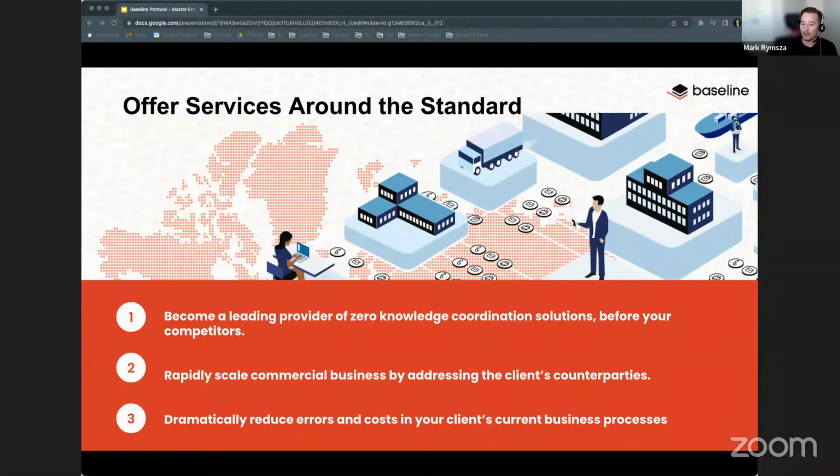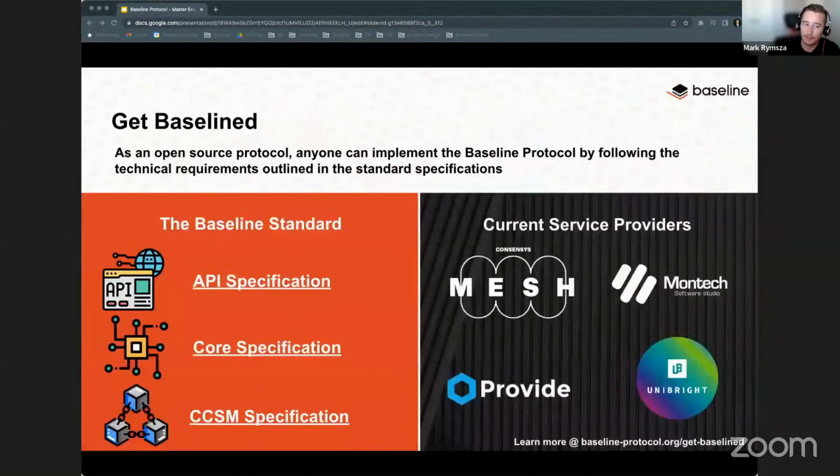And there's a real benefit from a business perspective to people who would want to offer baselining services to others. There's a real demand for zero knowledge coordination solutions, and you can be that. You can rapidly scale your business by addressing your clients' counterparties. If you solve the coordination problems of one party, there are plenty of other people that they coordinate with. If they coordinate along the same business processes, you can onboard all of those people onto that same process and collect royalties through that. And it's good business because you dramatically reduce the errors and costs in your client's current business processes.